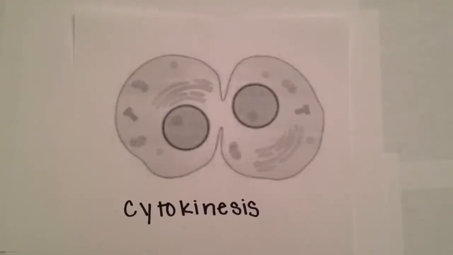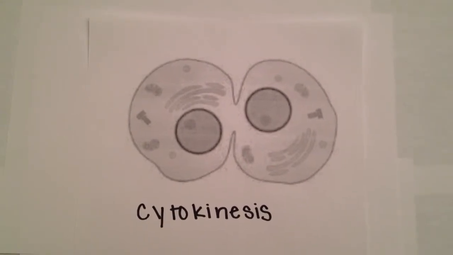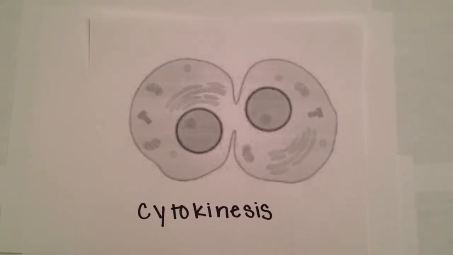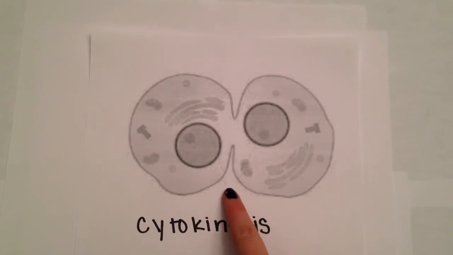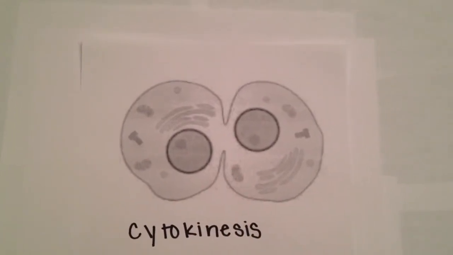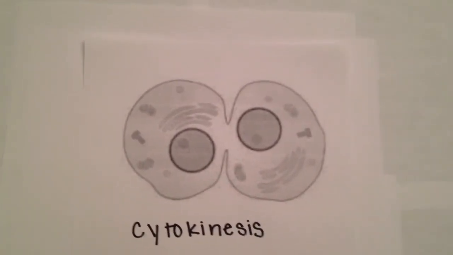The final stage of cell division is called cytokinesis. This is when the cytoplasm splits. The plasma membrane begins to cleave until it pinches into two new cells. Cell division is now complete.